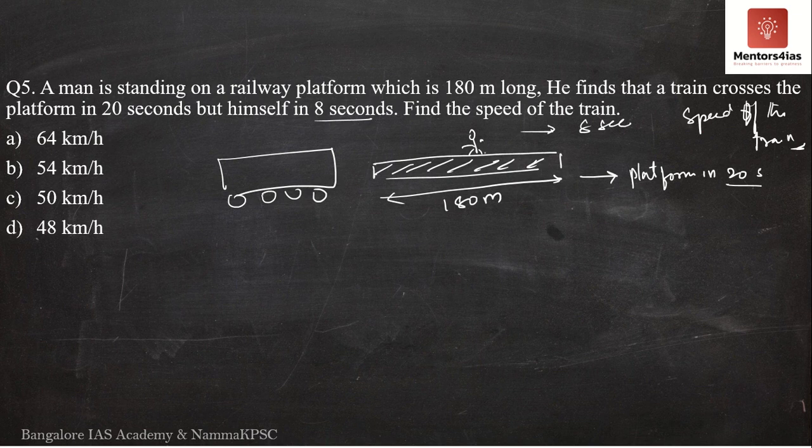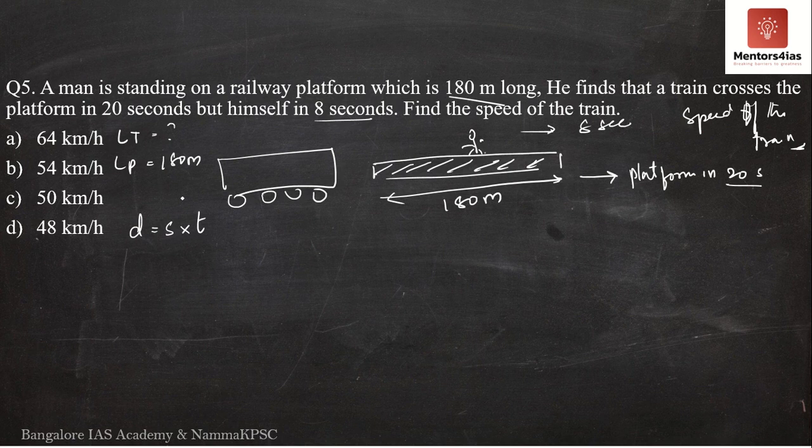How will we solve this particular problem over here? Now, length of the train. Length of the train we do not know, because it only says a man is standing on a railway platform which is 180 meters long. Length of the platform is what? It is given as 180 meters. Therefore, we know that distance is equal to speed into time.